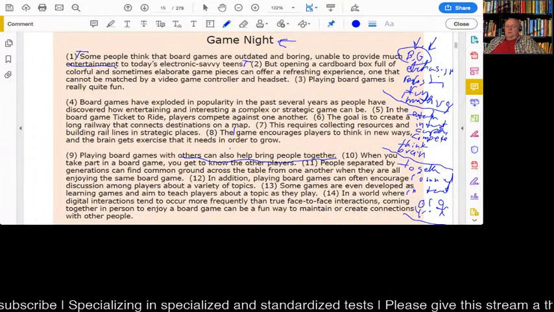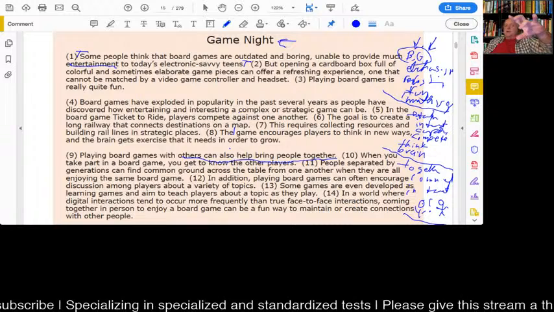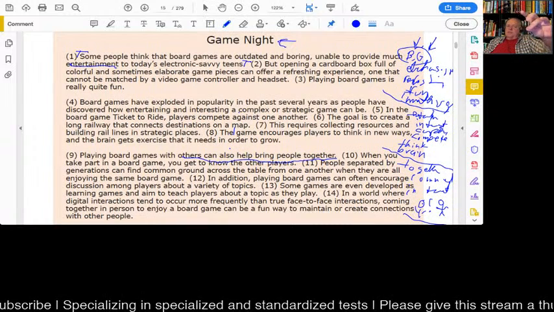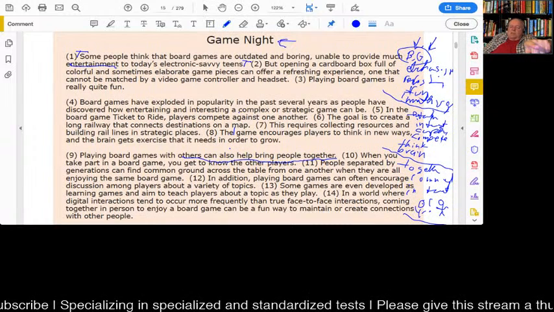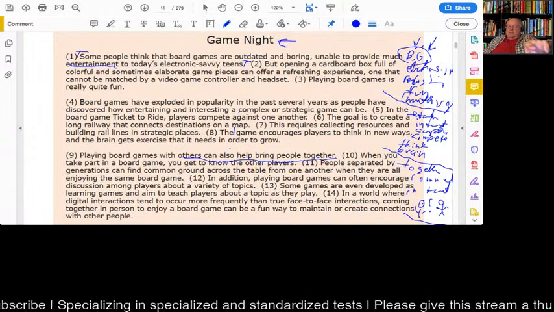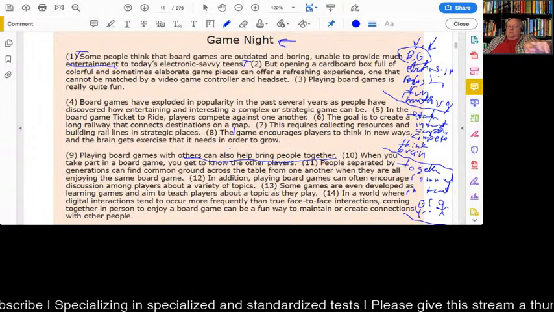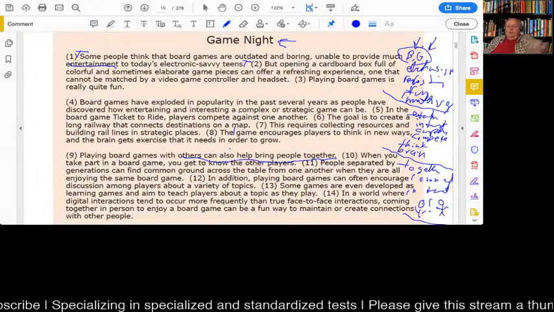So if you look at it, the main idea is about game night, for sure, that's the topic. The topic sentence I originally thought may have been sentence number 1. It does turn out to be the topic sentence. Okay? All right?